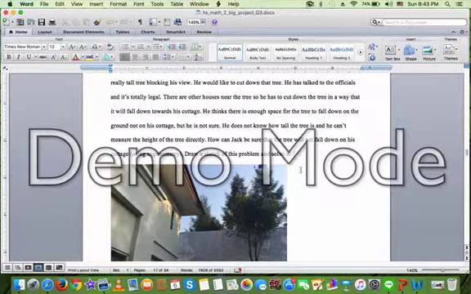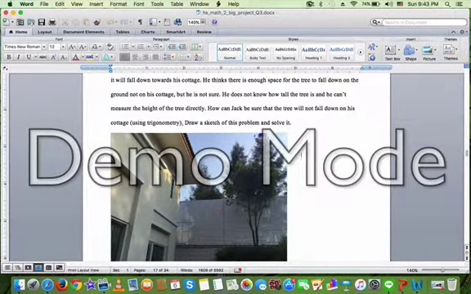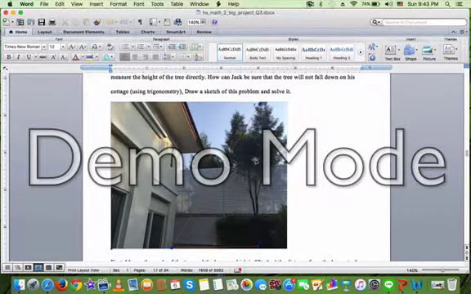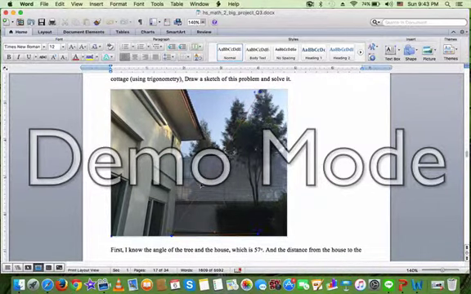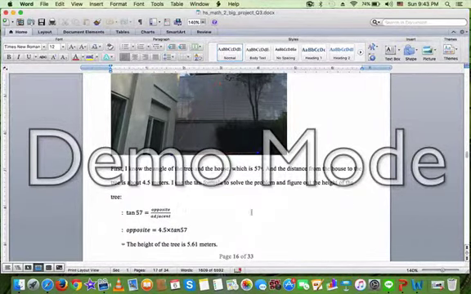The next one is basically about cutting a tree, so that when we cut it, the tree falls down on the ground, but not onto the house. So this is what I have. This tree is the one I will cut, and the distance from the tree to the house is about 4.5 meters. And the angle of it is 57 degrees.